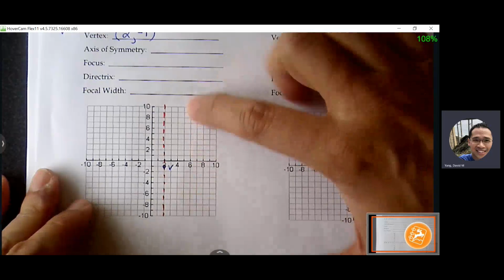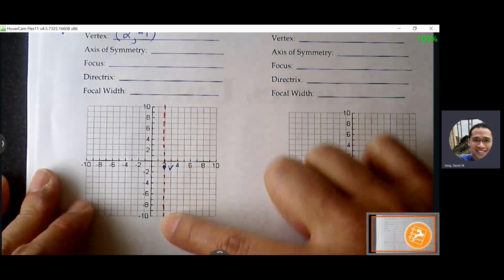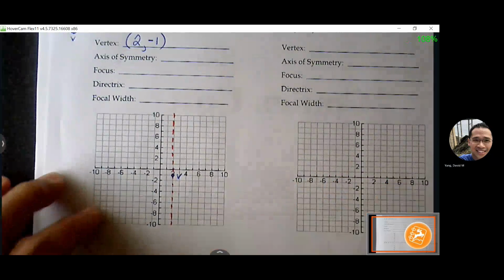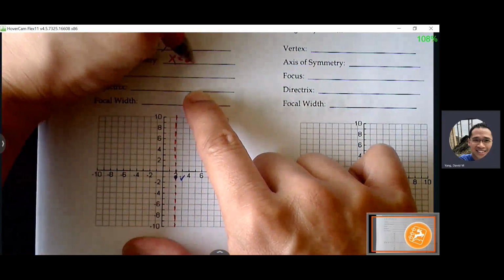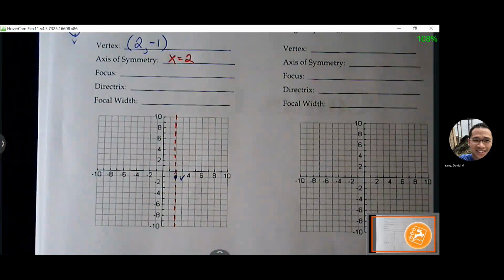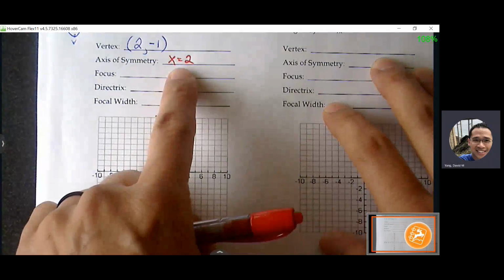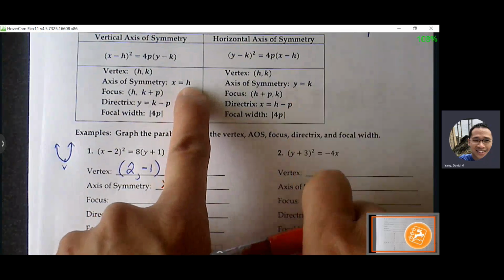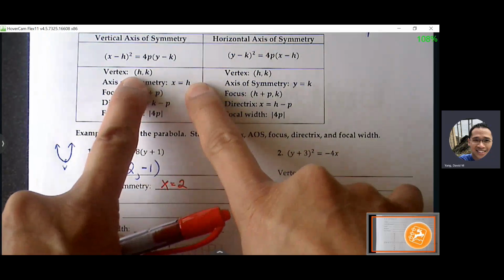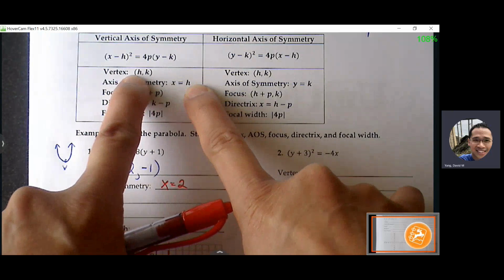Does anybody know what the equation of this vertical line is? Good. x = 2. So whenever you have a vertical line, you can't just say 2 or 3. We have to put it in this form, x equals whatever that number is. And the axis of symmetry is always going to match your h, assuming it's vertical.